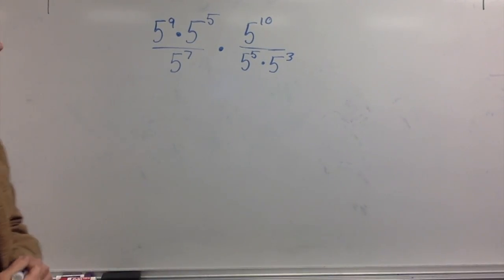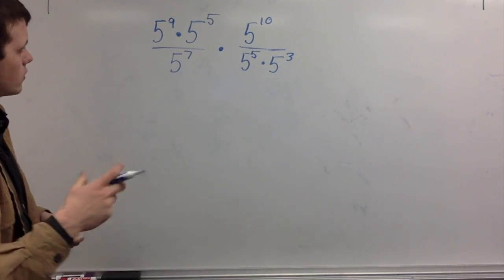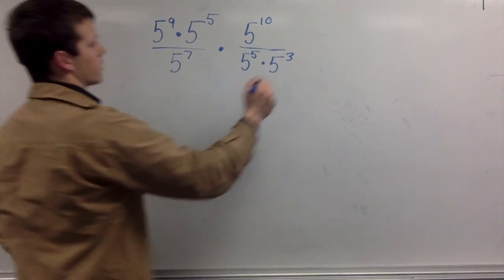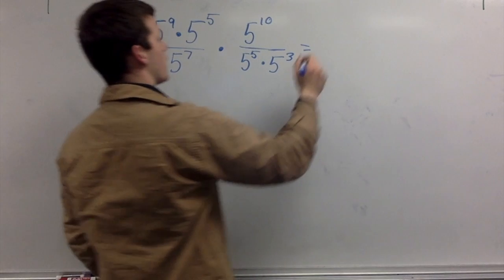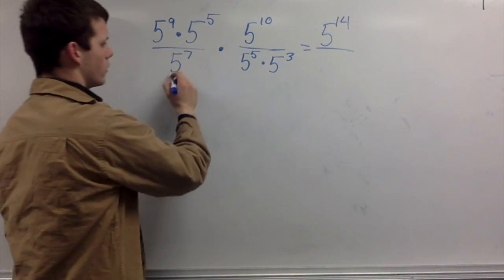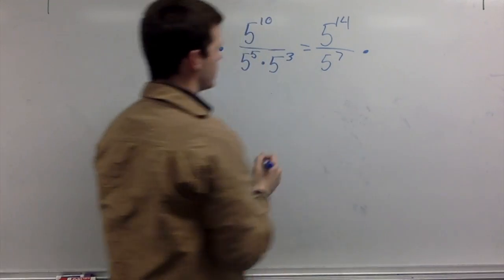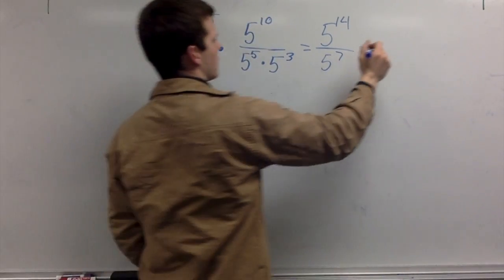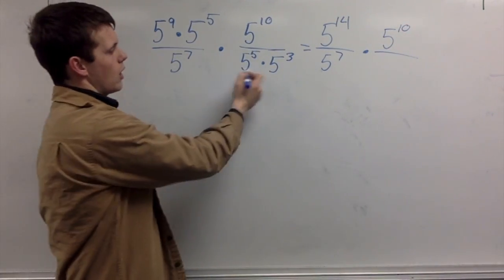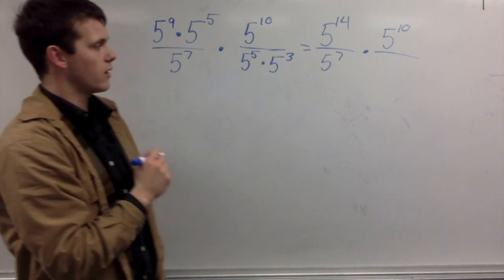So now this is everything that we can do. It's just multiple steps. First things first, let's take care of that. 5 to the 9th times 5 to the 5th. So 9 plus 5, 5 to the 14, over 5 to the 7, times 5 to the 10th, over, now we do our multiplication here, 5 to the 5th times 5 to the 3rd.